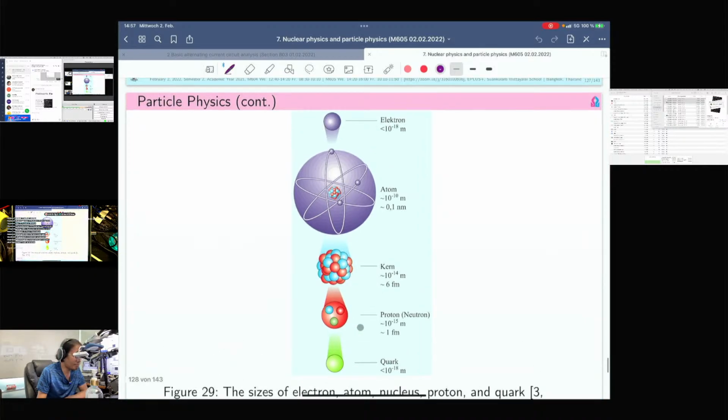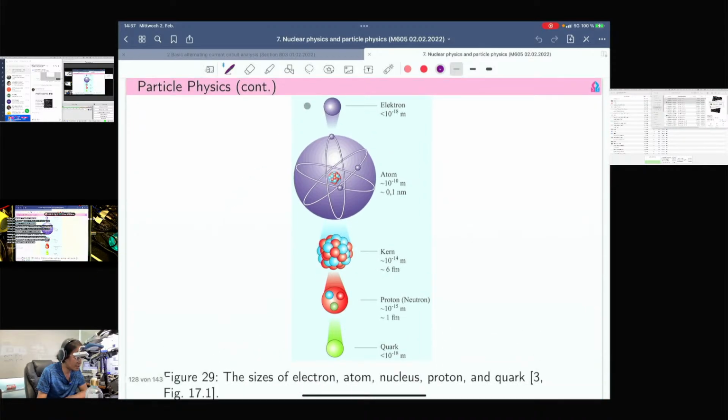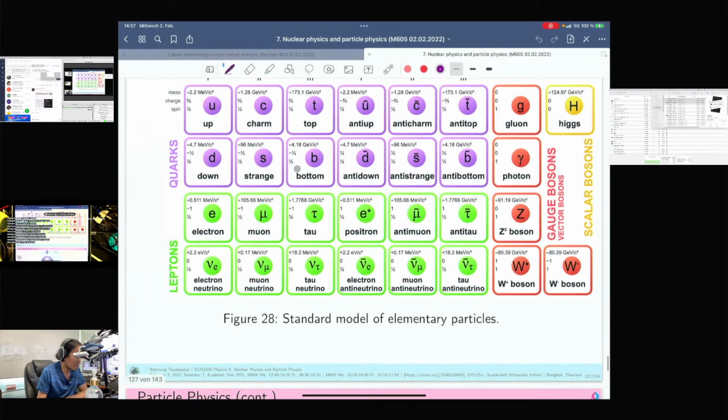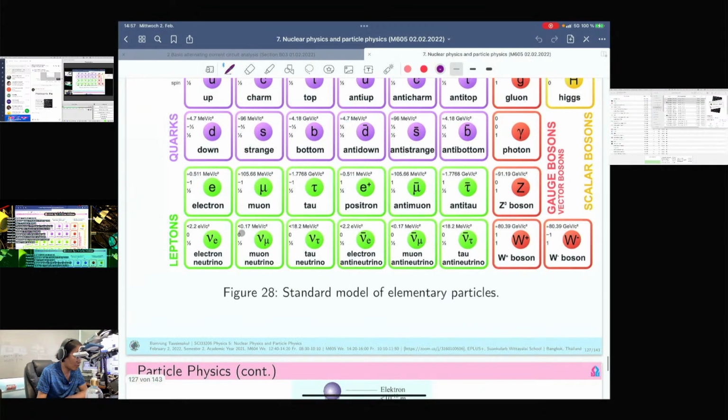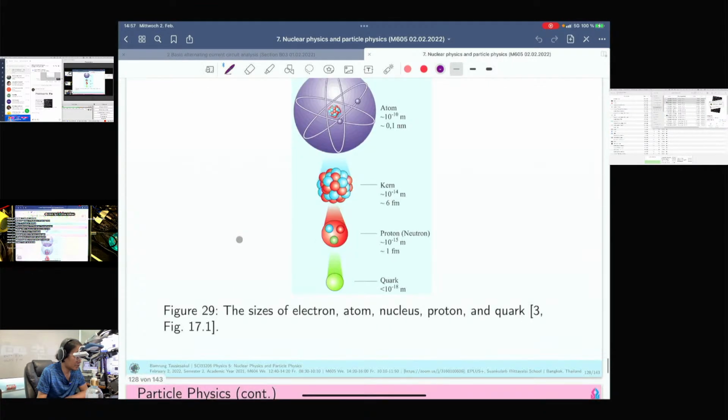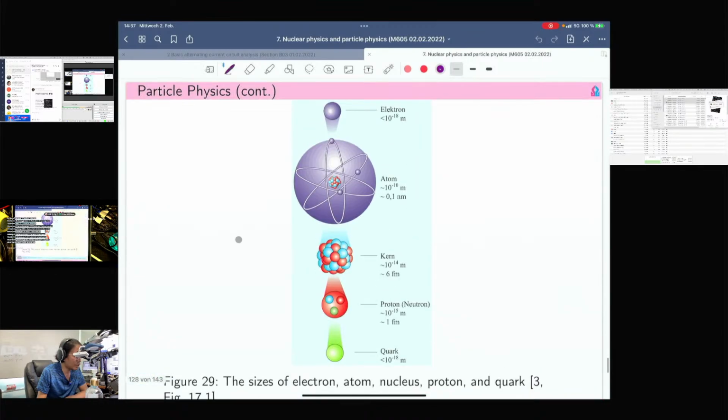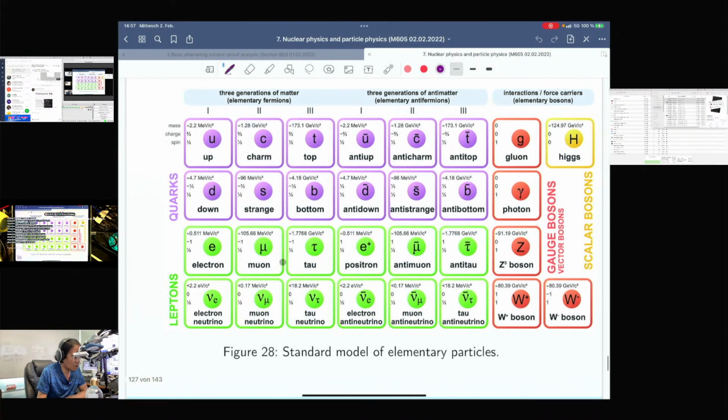Okay, this is the comparison of the size of electron, atom, nucleus, nucleon, and quark, right? So you could compare from this standard table for elementary particles. So we will consider more particles apart from elementary particles. This is the basic particle.